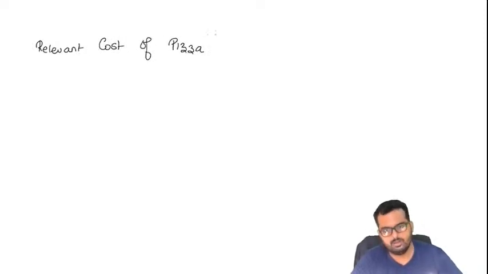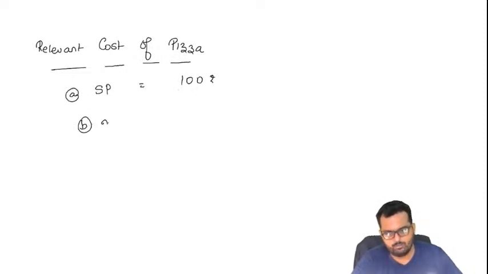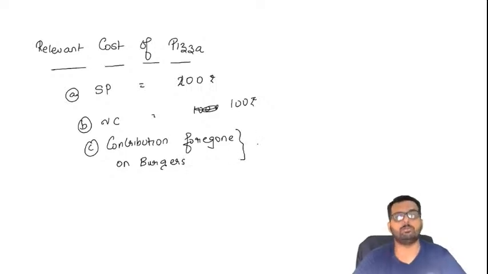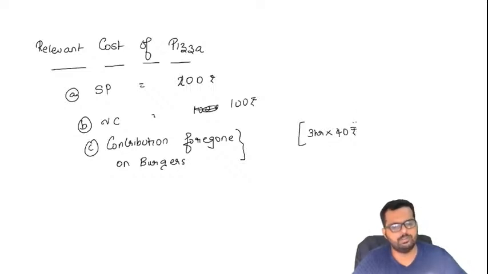So here the relevant cost of pizza would be, first, the selling price is 200, correct? And the variable cost is how much? 100. Apart from this, there is a contribution foregone on burgers. Because he is making pizza, he cannot make burgers. How many hours are required to make pizza? 3 hours. For every 1 hour, the contribution he is losing in burgers is 40 rupees. So can I say he is losing 120 rupees? So together, does it turn out to be 220?